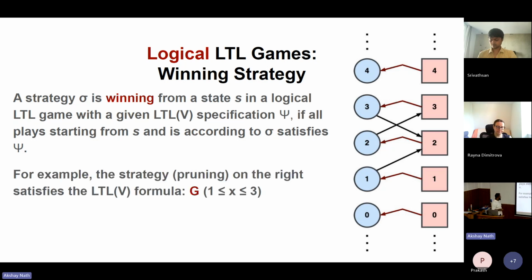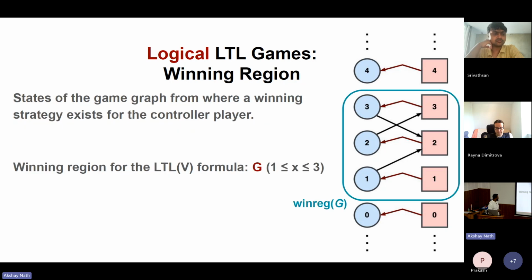For example, if you look at this formula, G of x, always staying between 1 and 3, this memoryless strategy suffices. You start from 3, the controller plays 2, 2 brings you back to 2. I'm always staying between 2 and 3. Similarly, if I start from 1, it would be the same. From 0 and 4, we do not have a strategy. So it's not winning from there; we don't have a winning strategy from there.